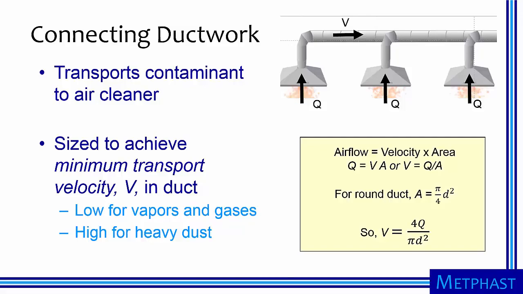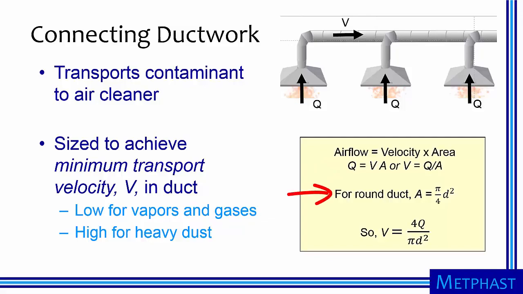I want to make sure that we don't confuse airflow with velocity. Airflow, Q, is equal to the velocity of air in the duct, V, times the cross-sectional area of the duct, A, which can be written as Q equals V times A. Rearranging, we can express velocity as the airflow divided by area.